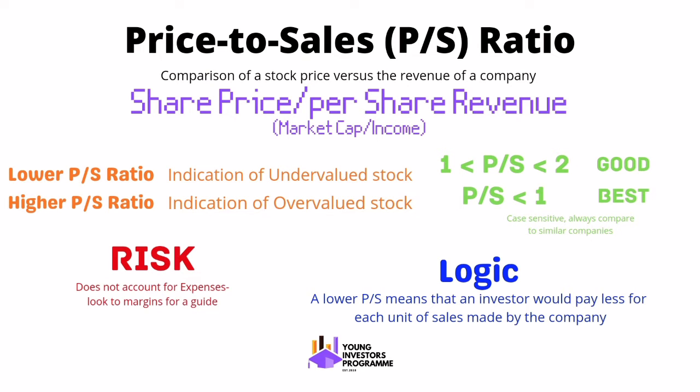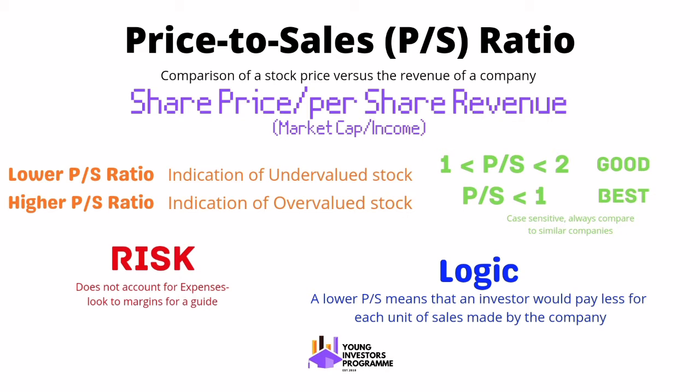So next up we have the price to sales ratio, PS ratio. It's a comparison of the stock price versus the revenue of the company. The formula is share price divided by per share revenue, or you could also use market cap divided by income or revenue. It's basically saying the same thing. They would come to the same number. You don't need to worry about the differences. It's just the amount of shares are multiplied or divided, whichever way you're working towards.